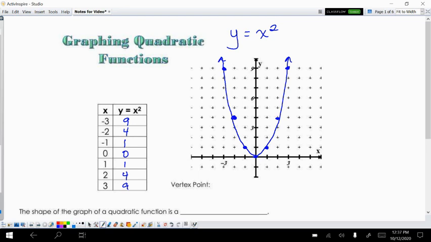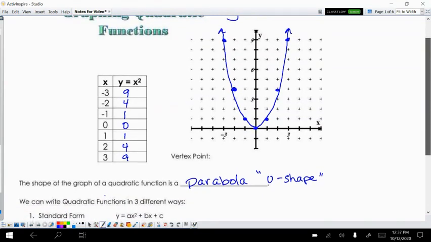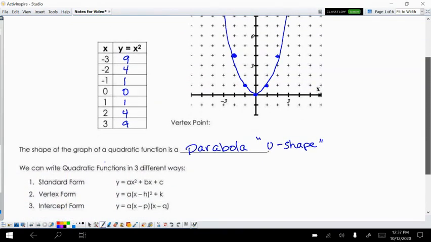And the shape of a quadratic graph is what we end up calling a parabola, and that's that U shape. So we are not graphing straight lines anymore. We're actually going to graph a curve because now we're dealing with x squared.